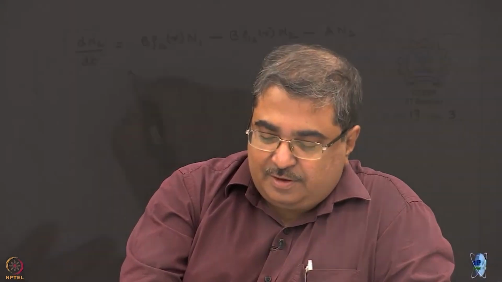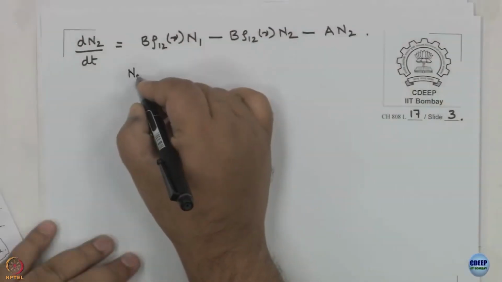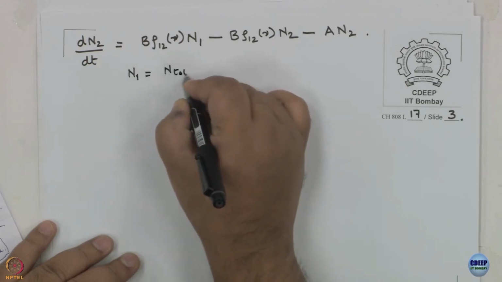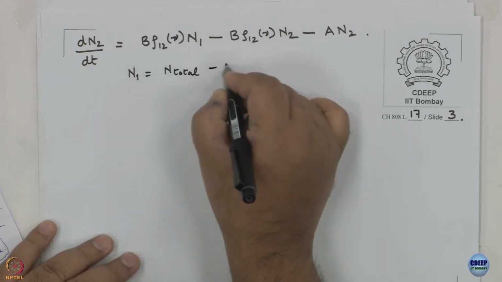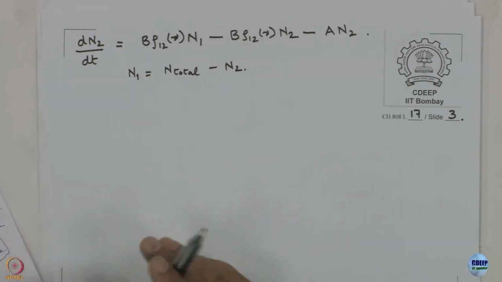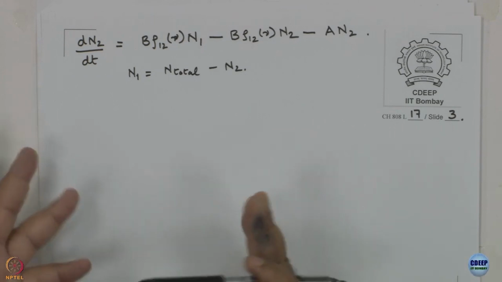So, two variables, one equation will be difficult, but then we know already that I can write N1 is equal to N total minus N2. In this equation, which are the time dependent quantities? Is N total time dependent? No, it is a constant. N1 and N2 are time dependent, right? They are variables, but of course, they are correlated to each other.